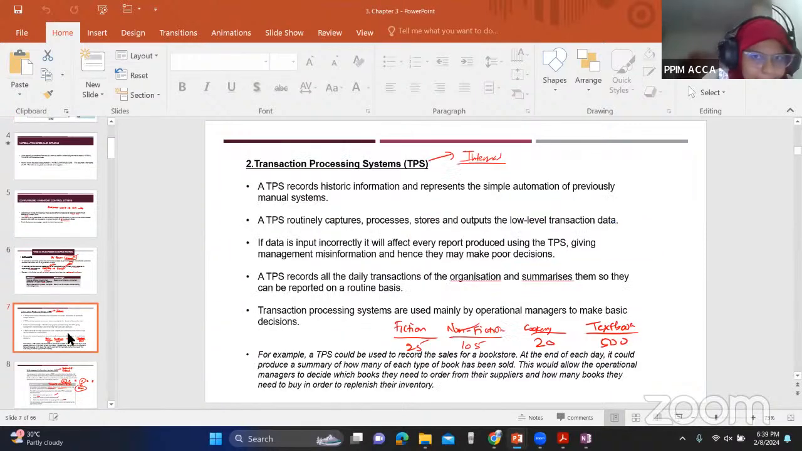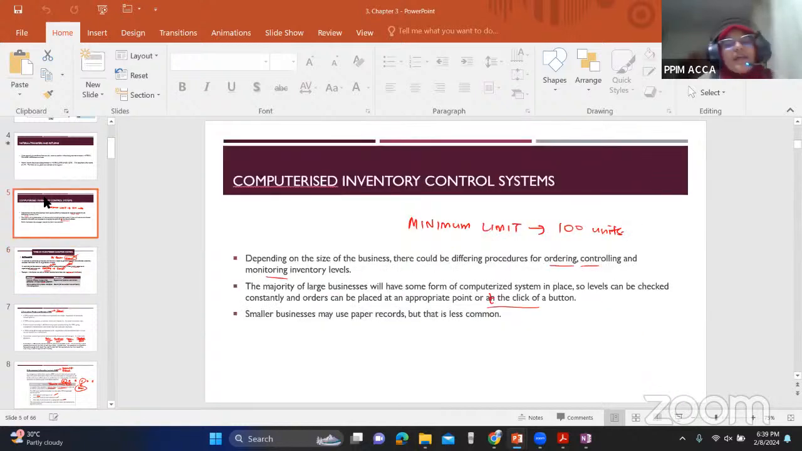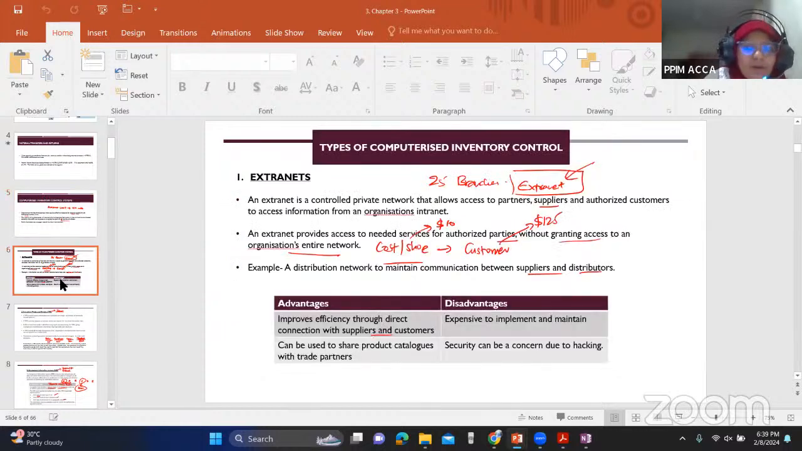Called computerized inventory control systems. Okay, so this is a little bit of theory where we just talk about, I'm sorry, the slides, I didn't go through this and erase it. But anyways, it doesn't matter. It's basically where we talk about things like extranet.